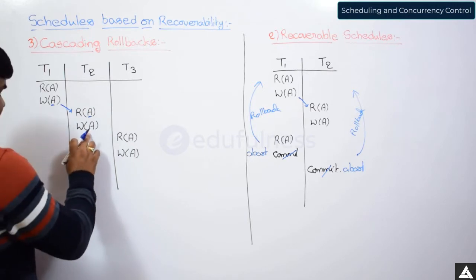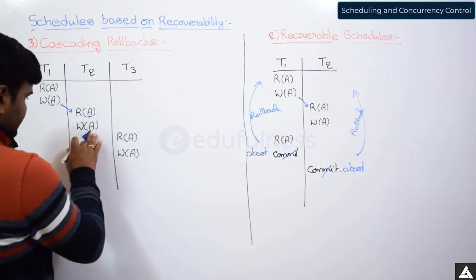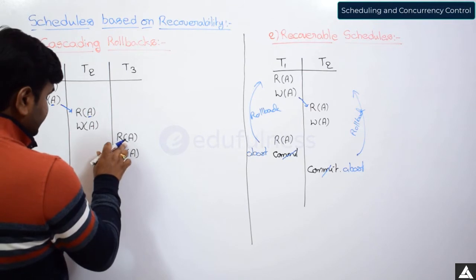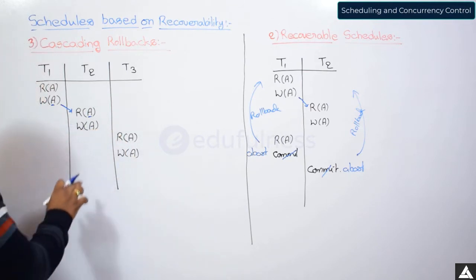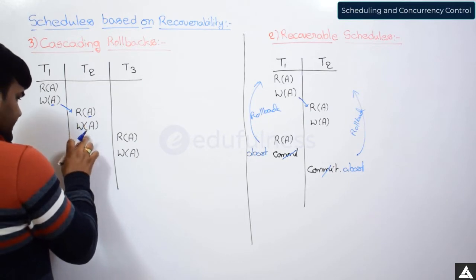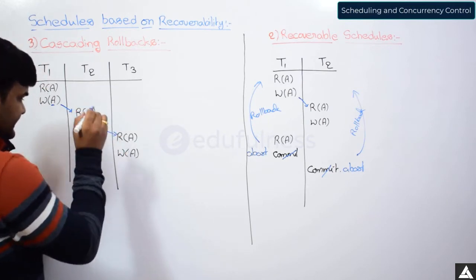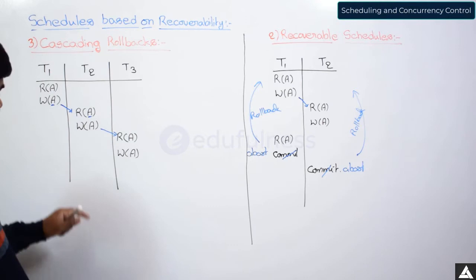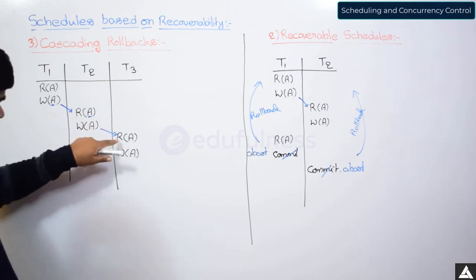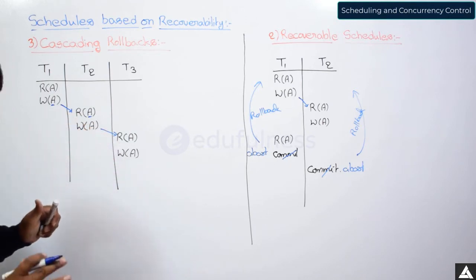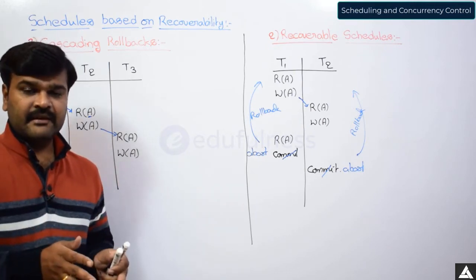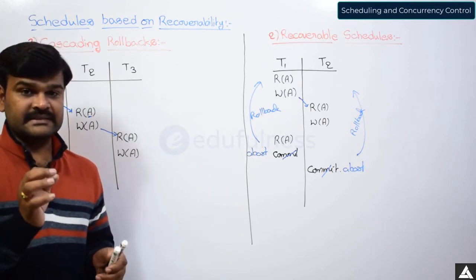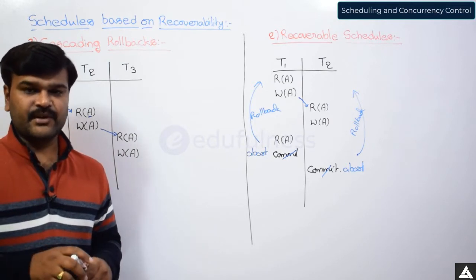T2 is also writing back the A value. Then T3 reads the value which is written by T2, but by that time it is not committed, so this is also a dirty read. Here we have a dirty read, here also we have a dirty read. That is not a problem, because dirty read is not a problem. What is important is the position of the commit.